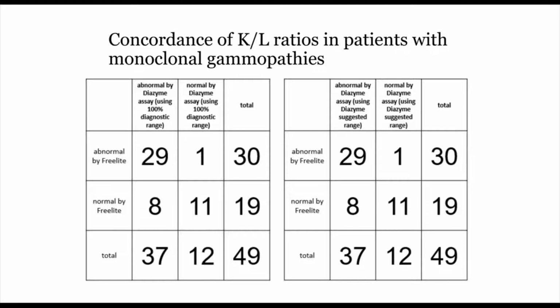We found in our study that 40 out of 49 patients were in agreement regarding the abnormal or normal light chain ratios. Of the 9 that were discordant, 8 were found to be normal by free light and abnormal by the Diazyme assay, while 1 was found to be abnormal by free light and normal by the Diazyme assay. The 2x2 table on the right shows a similar analysis, only this time using the Diazyme suggested kappa to lambda ratio reference range to determine abnormality from results obtained using the Diazyme assay. As you can see, the results are identical. This data indicates that the application of the 100% diagnostic range, or the Diazyme suggested kappa to lambda ratio, to results obtained from the Diazyme assay may potentially result in significant misinterpretation in the form of false positives.